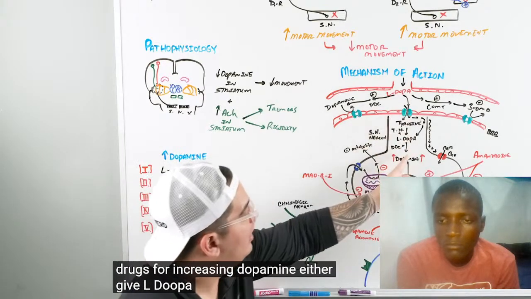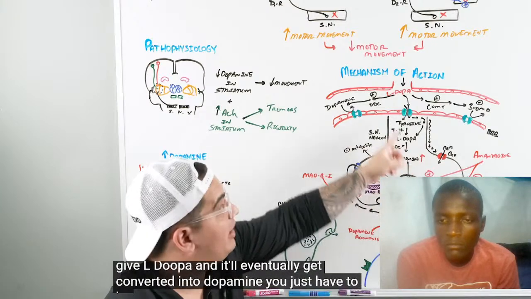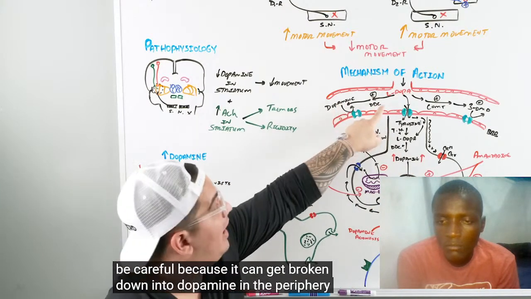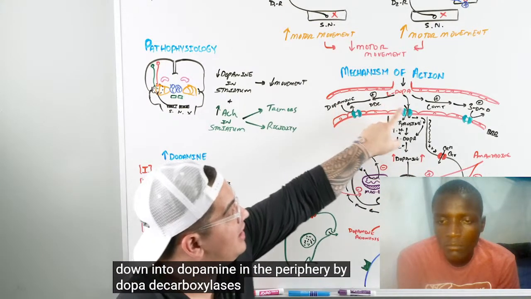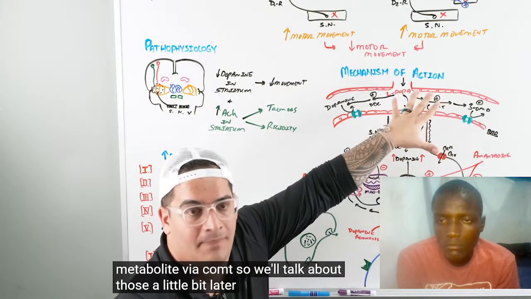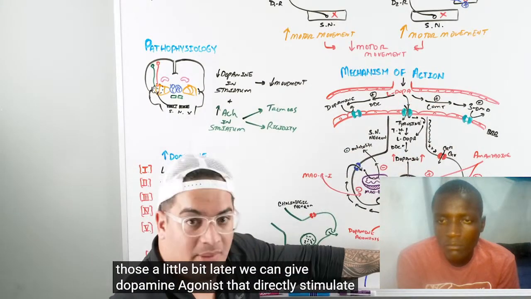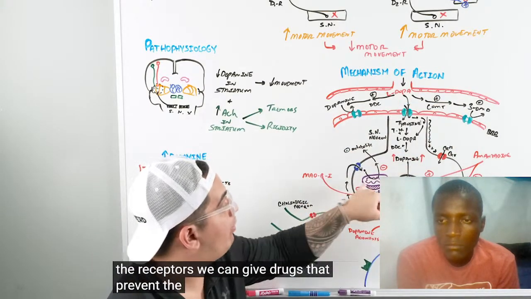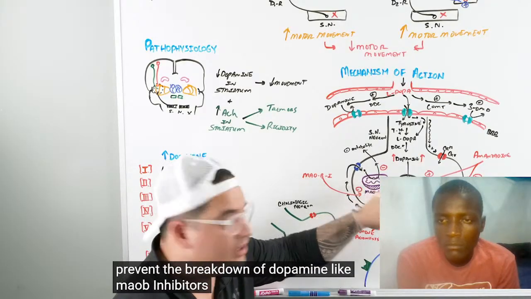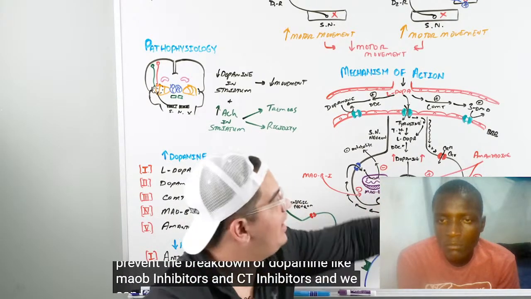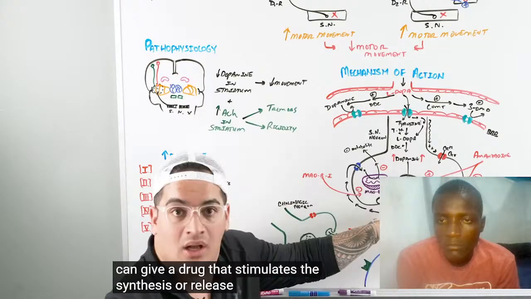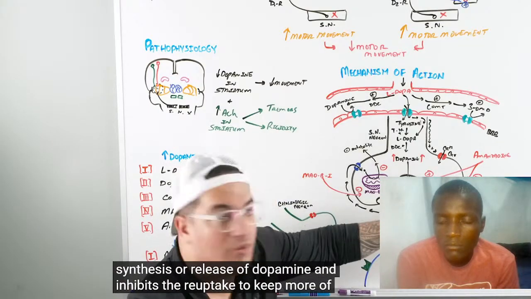So that's the concept of these drugs for increasing dopamine. Either give L-DOPA and it'll eventually get converted into dopamine. You just have to be careful because it can get broken down to dopamine in the periphery by dopa decarboxylase or into an inactive metabolite via COMT. So we'll talk about those a little bit later. We can give dopamine agonists that directly stimulate the receptors. We can give drugs that prevent the breakdown of dopamine, like MAOB inhibitors and COMT inhibitors. And we can give a drug that stimulates the synthesis or release of dopamine and inhibits the reuptake to keep more of dopamine in the synapse.